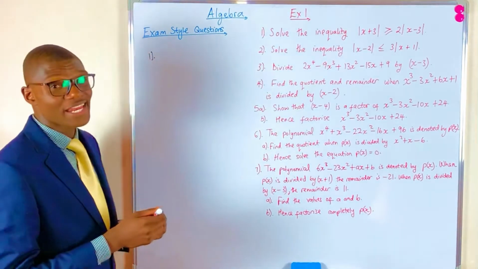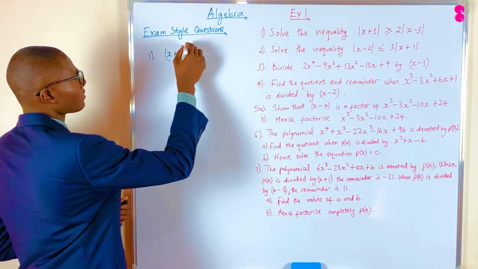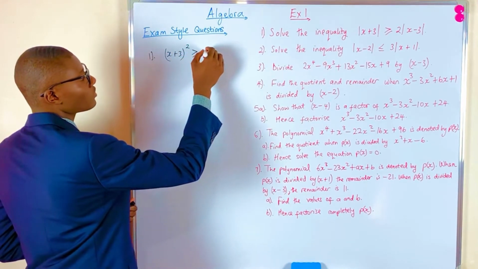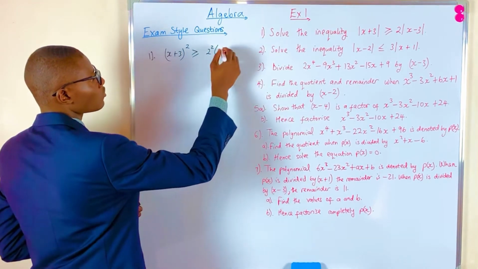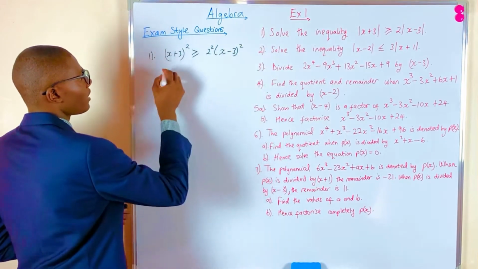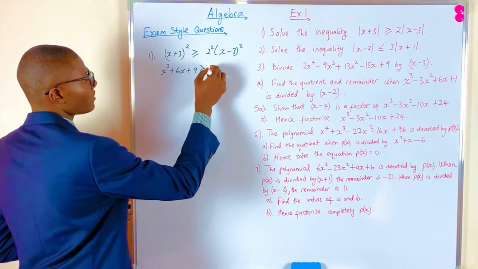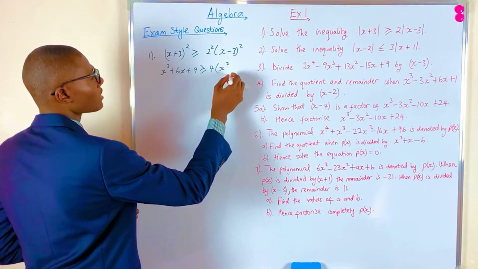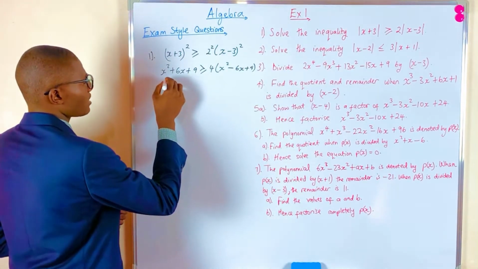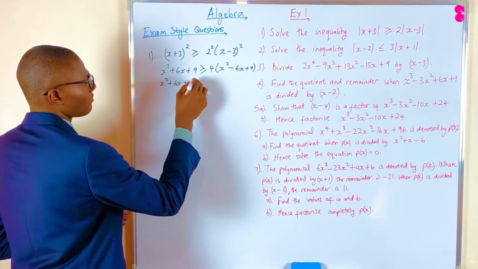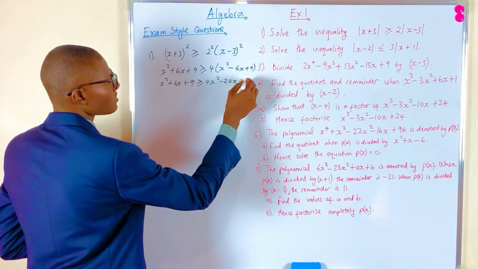We're going to solve that inequality by squaring both sides, such that x plus 3 squared would be greater or equal to 2 squared times x minus 3 squared. Then x squared plus 6x plus 9 is greater or equal to 4 times x squared minus 6x plus 9, such that x squared plus 6x plus 9 is greater or equal to 4x squared minus 24x plus 36.